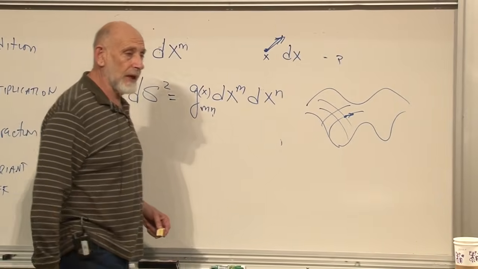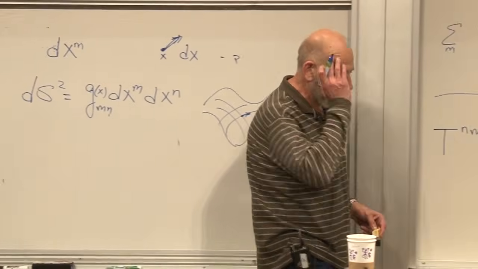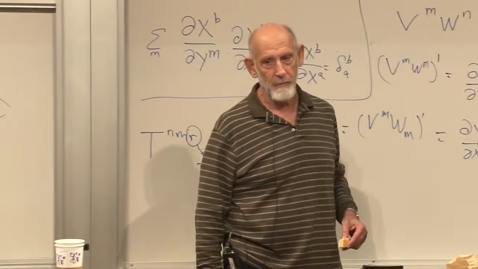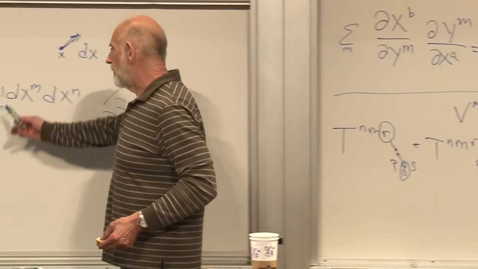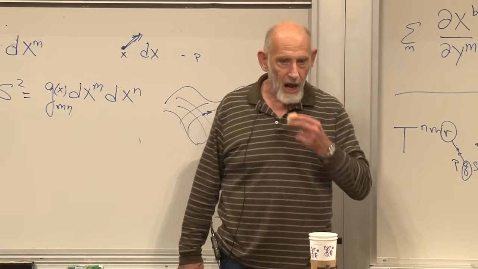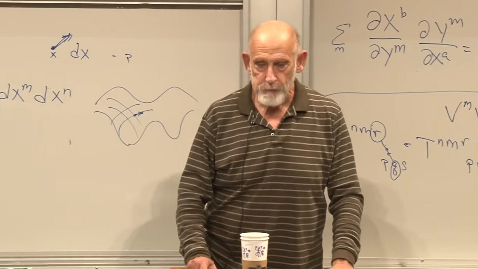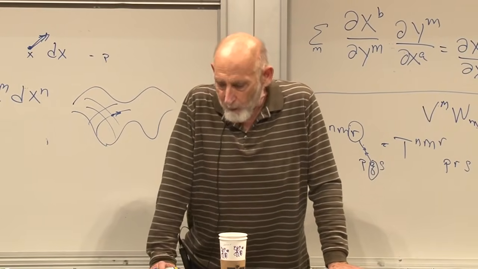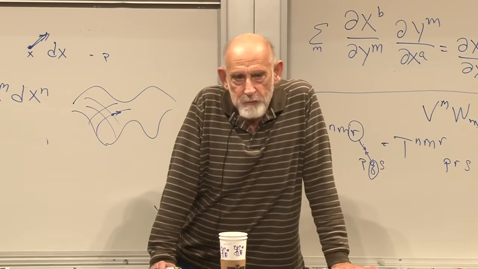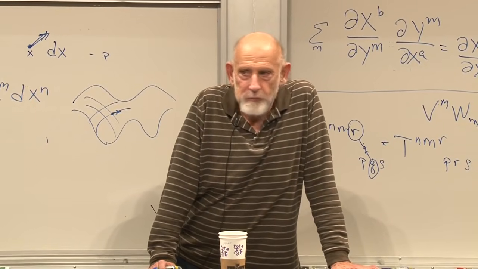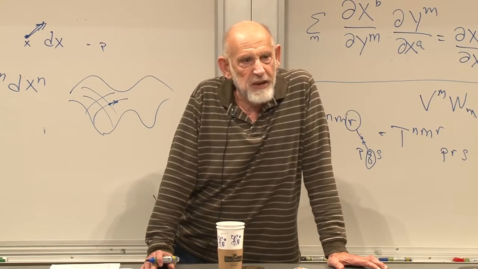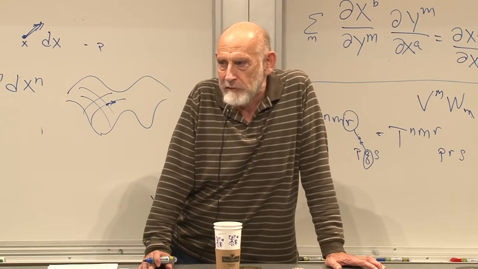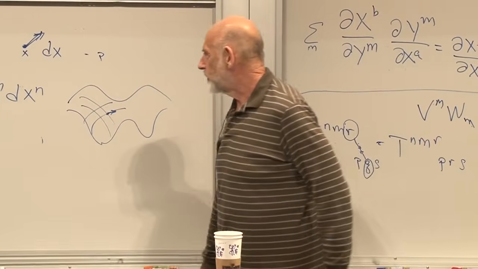I'm going to stick with the case of 4 dimensions, just because I have it firmly planted in my head. But how many independent components are there of this g_mn thing? You know? 6. 10. See why?